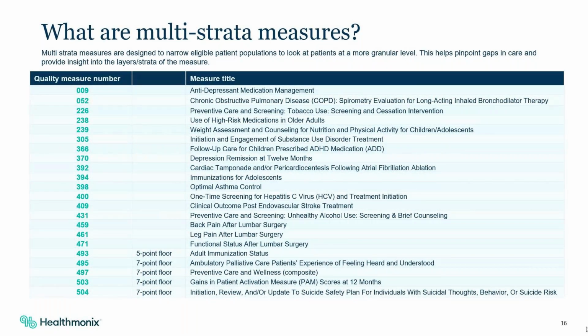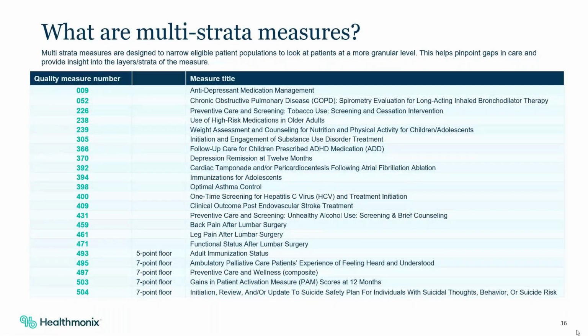For example, measure 400 over here, the title is One-Time Screening for Hepatitis C Virus and Treatment Initiation. So this measure has been split into two pieces. Strata 1, meaning that you're looking for that screening for the Hep C, and if Hep C is identified as positive, was the treatment initiated? So overall, the benefits of strata are looking at the groups of patients, looking at different pieces of recommended care that may need addressing.